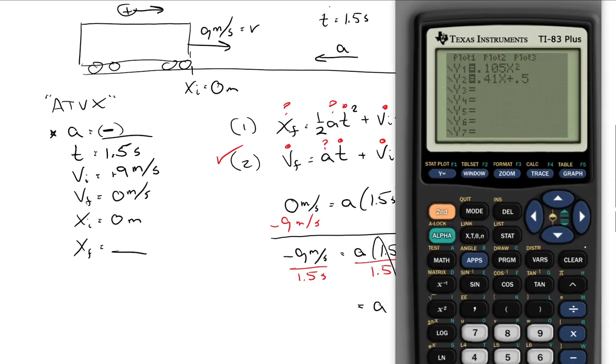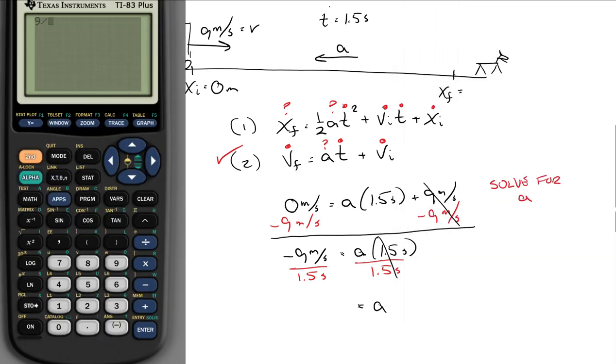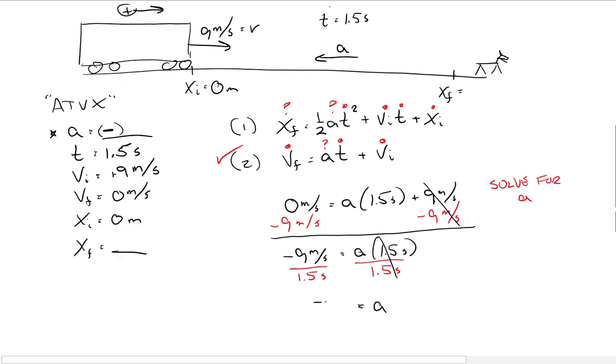Let's go in here. I can clear that. I have 9 divided by 1.5, and I get 6. So a is -6, and look at the units. Meters per second is meters per second squared. So there was my answer for this problem.